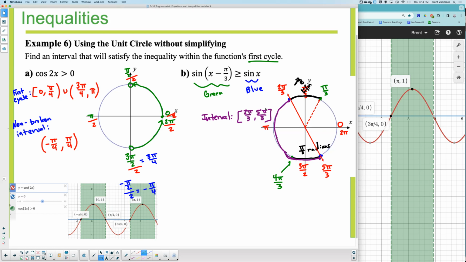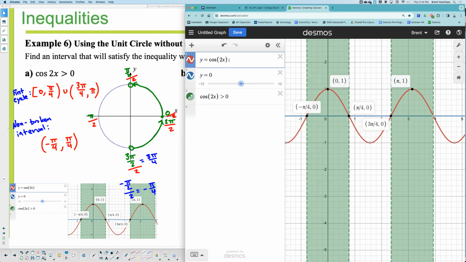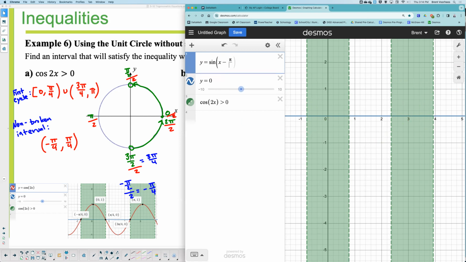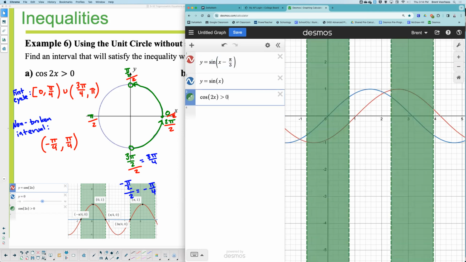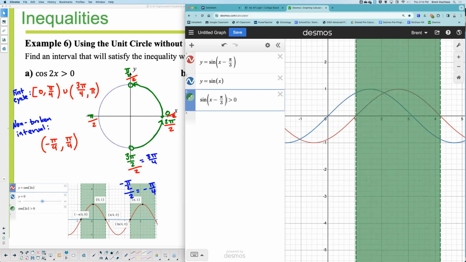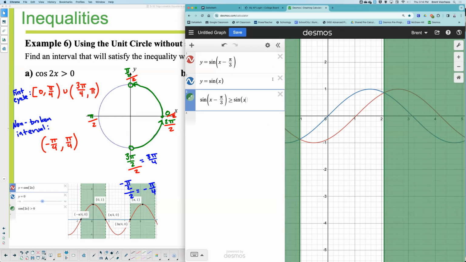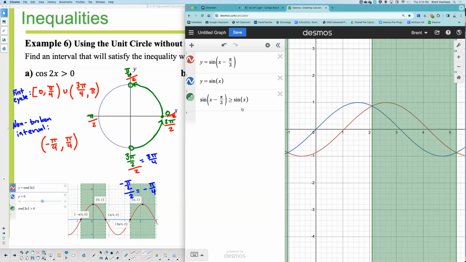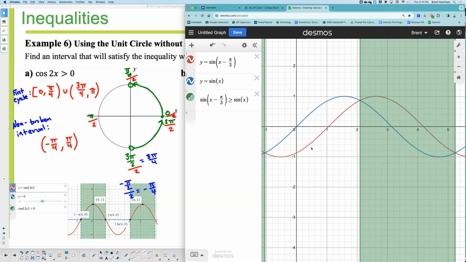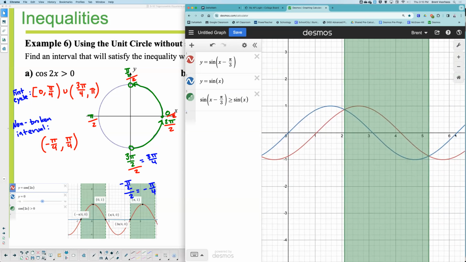Now let's double check on the graph. We want to know when sine of x minus pi over 3 is greater than or equal to sine x. And as you can see here, scroll this over a little bit. Here's 2 pi, just over here. We can see that we start from 2 pi over 3 and it ends at 5 pi over 3, just like I said.